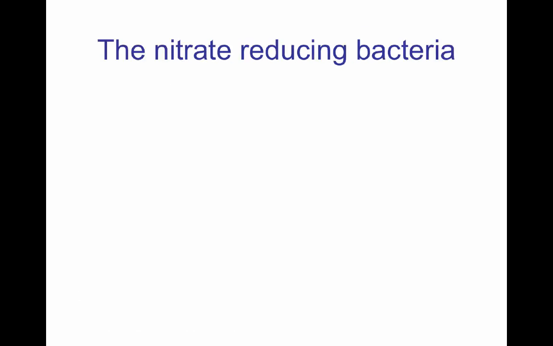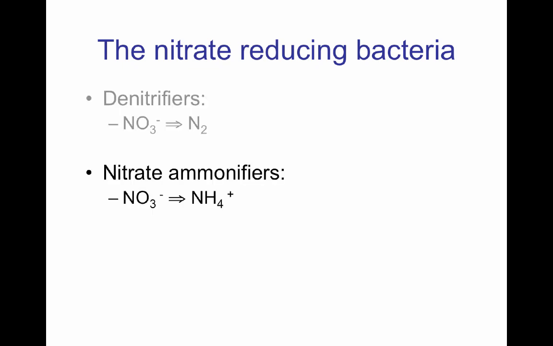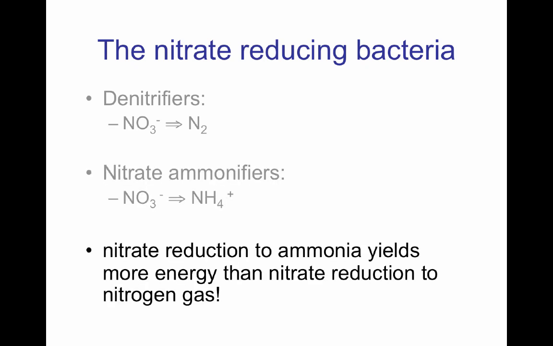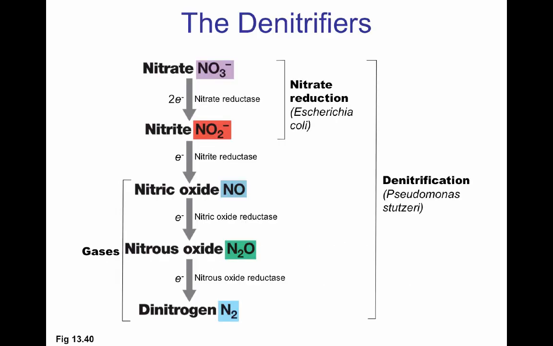So let's look at some of the nitrate reducing bacteria. We're going to look at the denitrifiers, where nitrate is going to be reduced to nitrogen gas. We have also the nitrate ammonifiers, which are going to take nitrate and make it into ammonia. Nitrate reduction to ammonia yields a little bit more energy than nitrate reduction to nitrogen gas, and the cells are going to have a different delta G. Here are part of those reactions, and we have two different organisms that can perform these reactions.